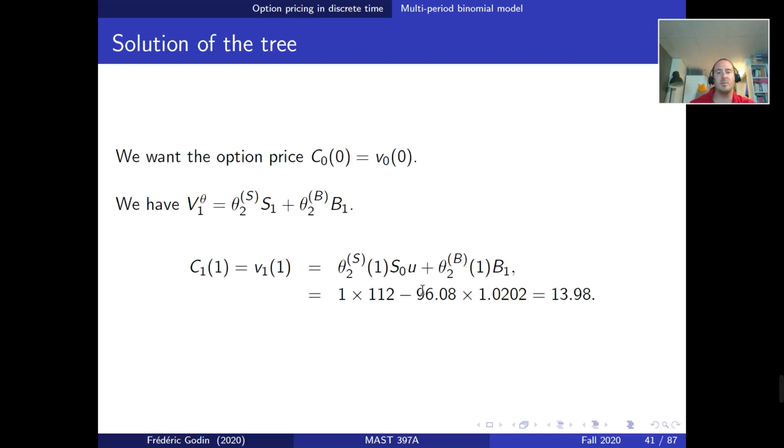Okay, so as we mentioned, we want the option price at time 0, which is C00, and through the law of one price, the price of the option at time 0 will be equal to the price of the derivative at time 0.